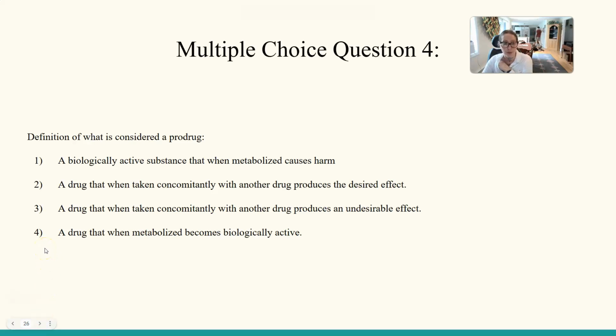Definition of what is considered a prodrug: a biologically active substance that when metabolized causes harm. A drug that when taken concomitantly with another drug produces the desired effect. A drug that when taken concomitantly with another drug produces an undesirable effect. A drug that when metabolized becomes biologically active. And that is the correct answer.